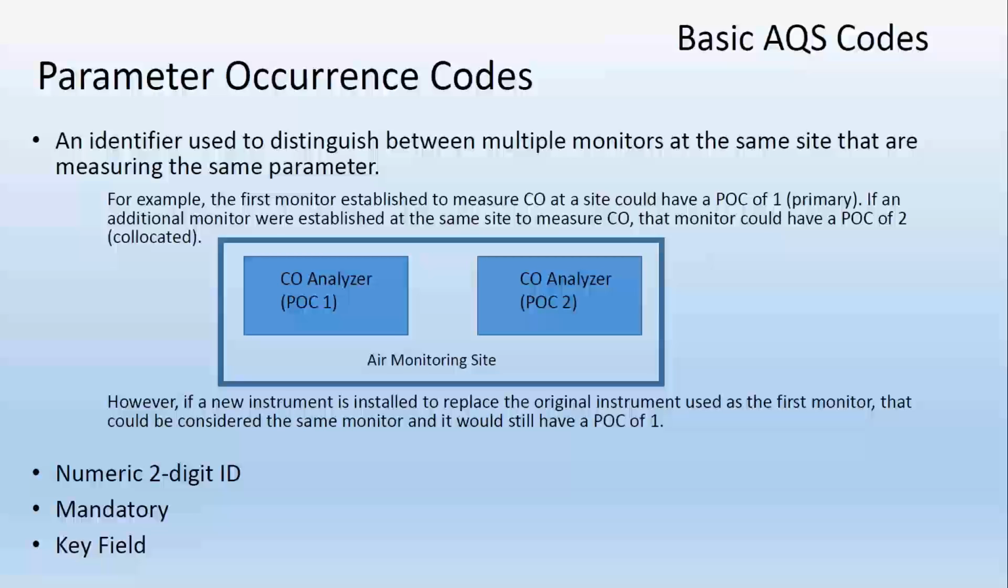a POC of 2. However, if a new instrument is installed to replace the original instrument used as the first monitor, that could be considered the same monitor, and it would still have a POC of 1. Again, some more attributes: this is a numeric 2-digit ID and is both mandatory and a key field. Also, numbers do not need to be assigned sequentially, as Chris had mentioned earlier.